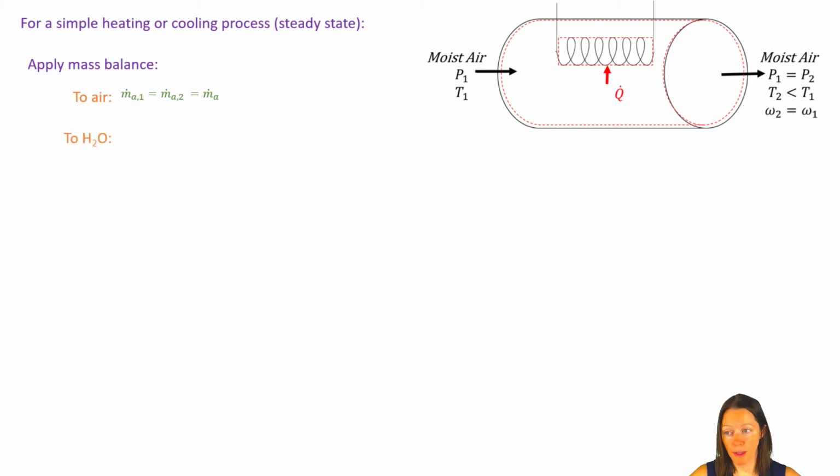Now for my water vapor, it's the same story. So dm/dt goes away, and I've only got one inlet and one outlet for the water vapor. So m dot v1 and m dot v2 are equal to one another. It's just equal to m dot v.